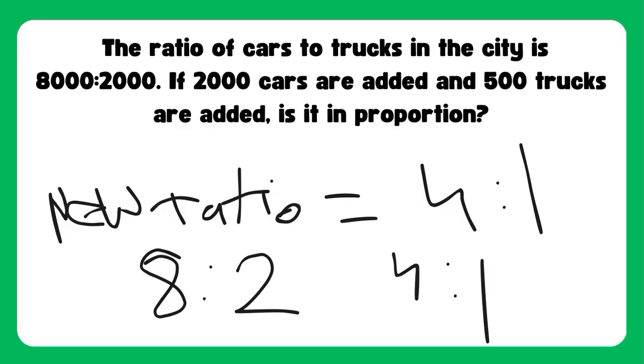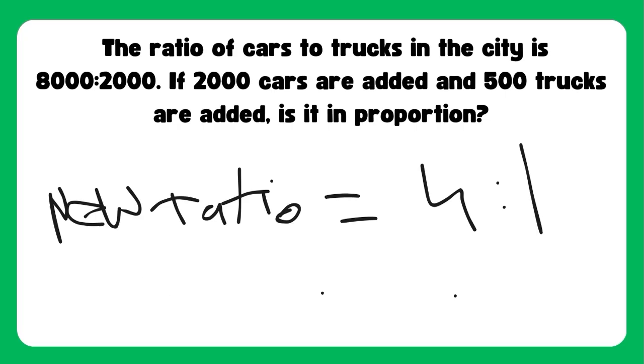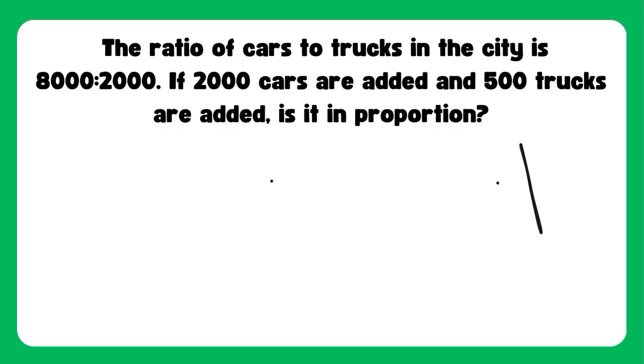Not equal to, it's in proportion. So that means that the new ratio is in proportion. So you can just say new ratio is in proportion and then show your calculation. That's the way you solve this one, where you have to prove if it's in proportion or not.